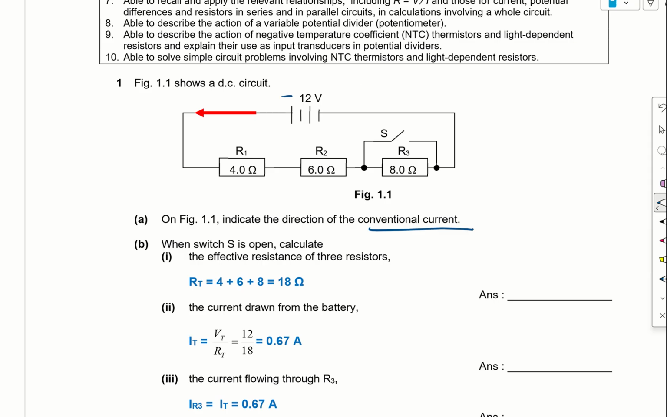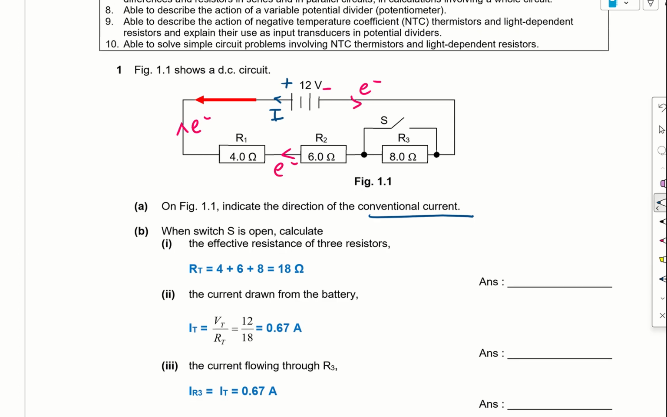So the longer side of the battery is actually positive, and current comes out from the positive terminal. Okay, the shorter side is the negative terminal, and electrons actually come out from the negative terminal. Okay, and back to the positive terminal.